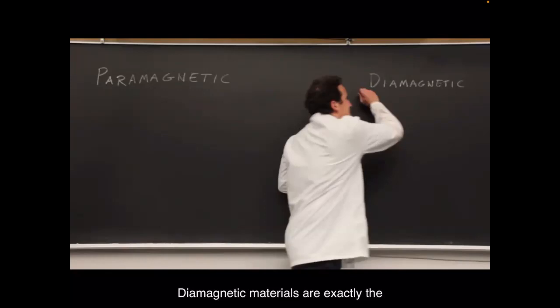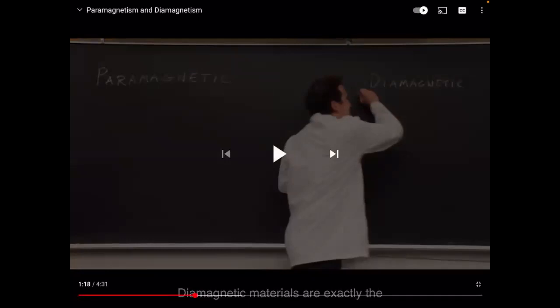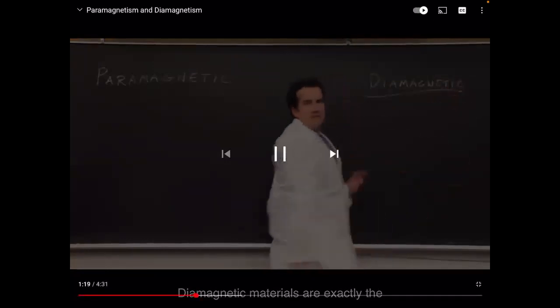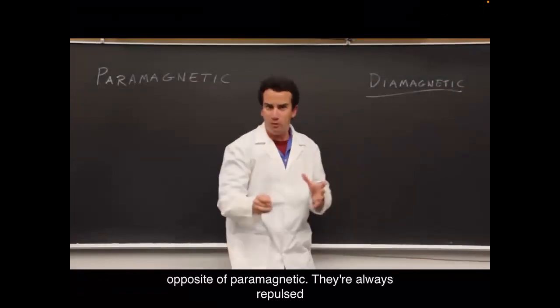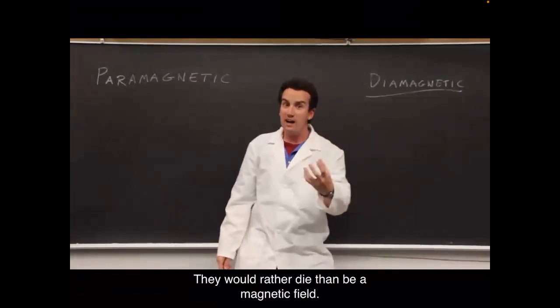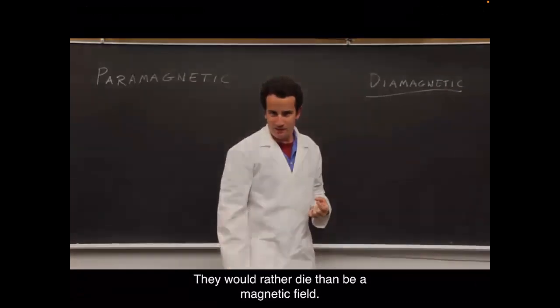Guys, initially in the video, I showed you something, right? Water, did it get attracted or repelled? Repelled, sir. It repelled, no? So those kind of materials are called diamagnetic materials. Diamagnetic materials are exactly the opposite of paramagnetic. They are always repulsed. They would rather die than be in a magnetic field.